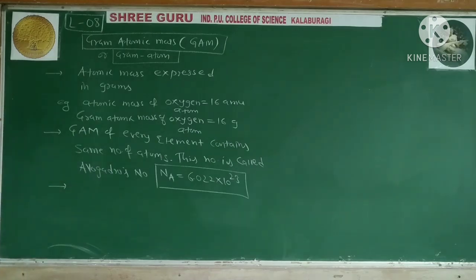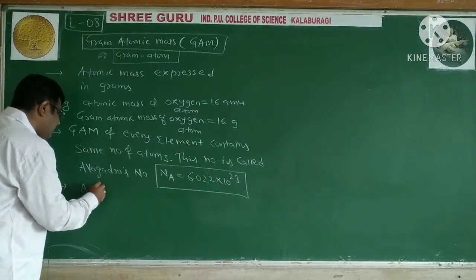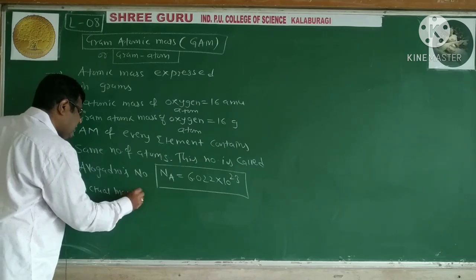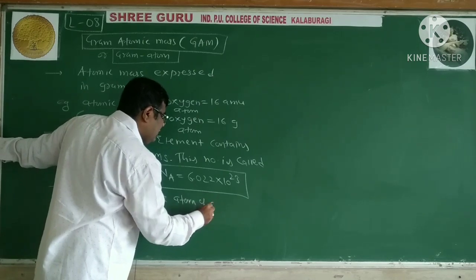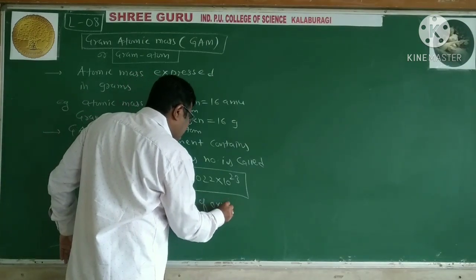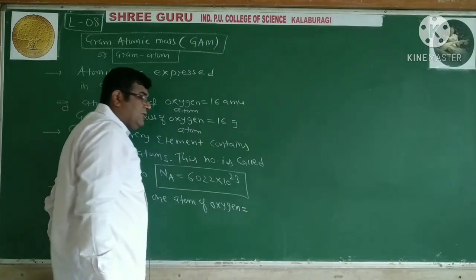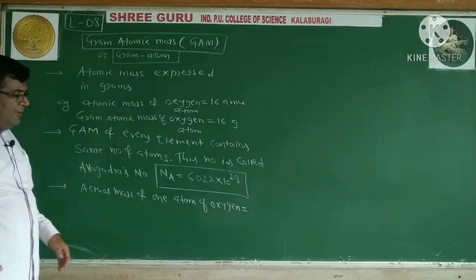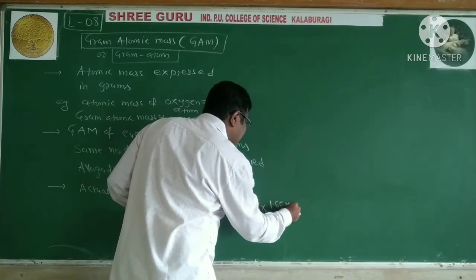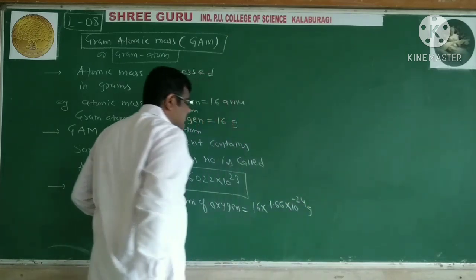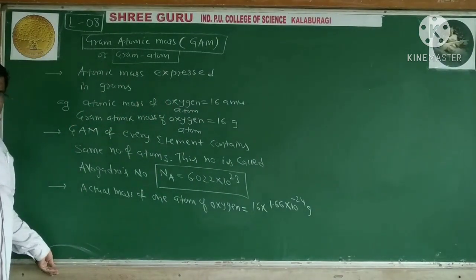See the next point also. I will go on writing these points. You have to identify the different concepts involved with it. If we say the actual mass of one atom of oxygen, the actual mass of one atom of oxygen is nothing but atomic mass in AMU multiplied by 1.66 into 10 raised to minus 24 gram. Yesterday we have seen that.